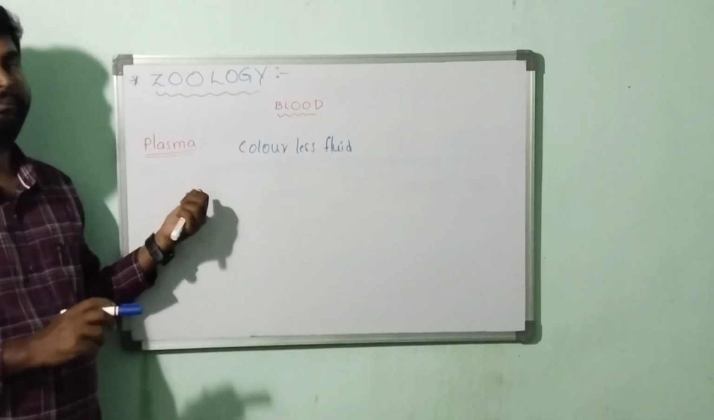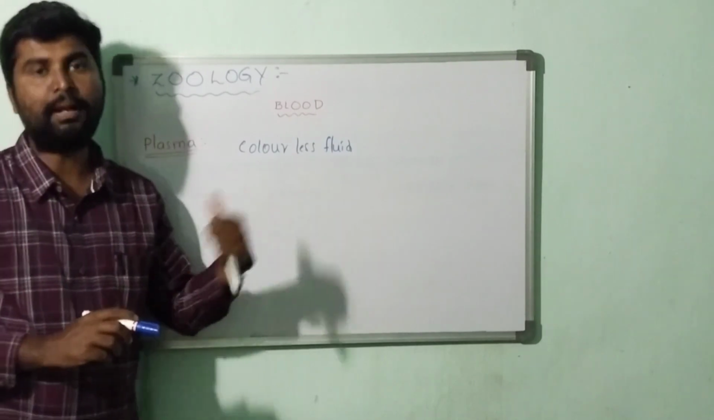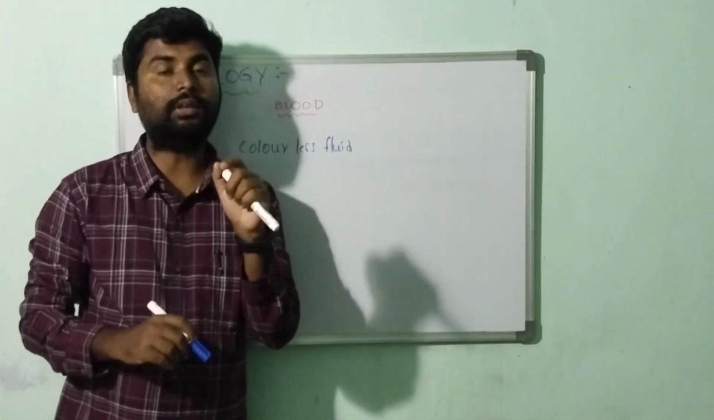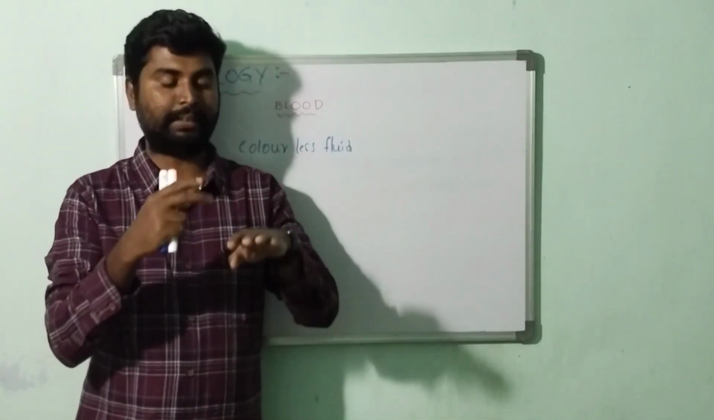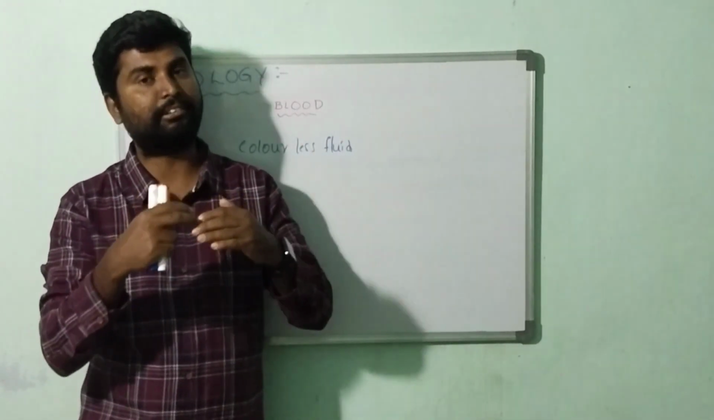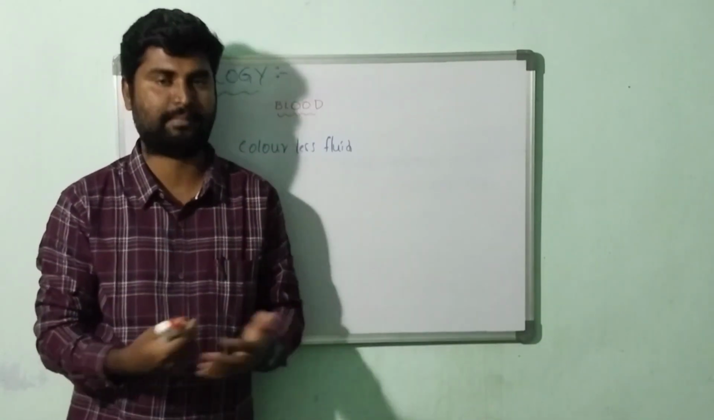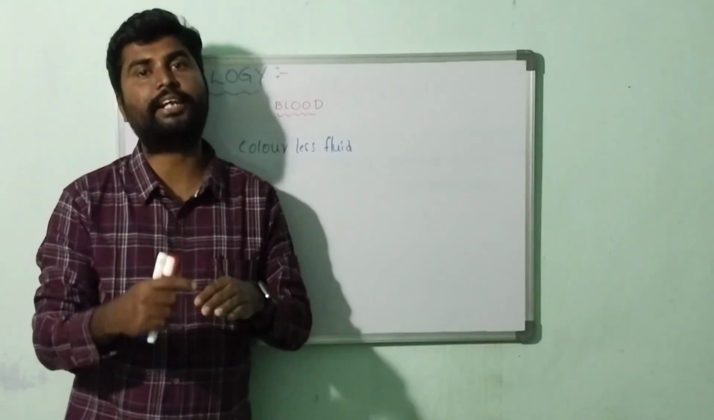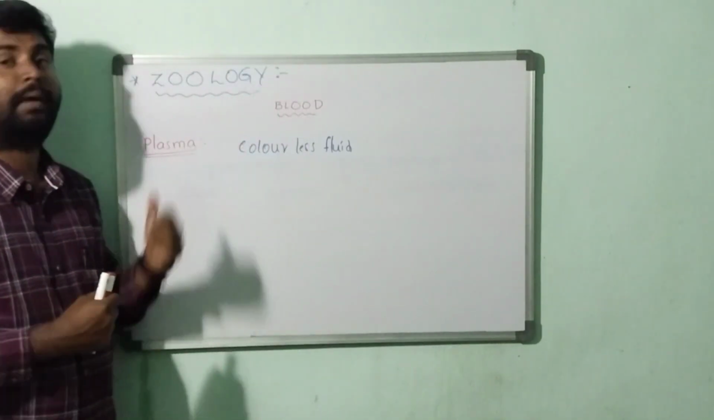Now plasma. One type of component which is present in blood is called plasma. Plasma is a colorless fluid. We can find plasma in our daily life: if you get a cut or any damage to your body, after the secretion of blood you can see a yellowish or colorless fluid from the wound. That colorless fluid we call plasma.